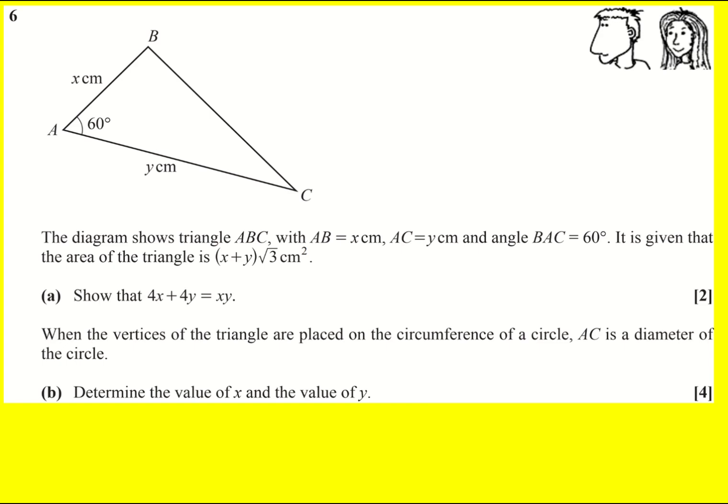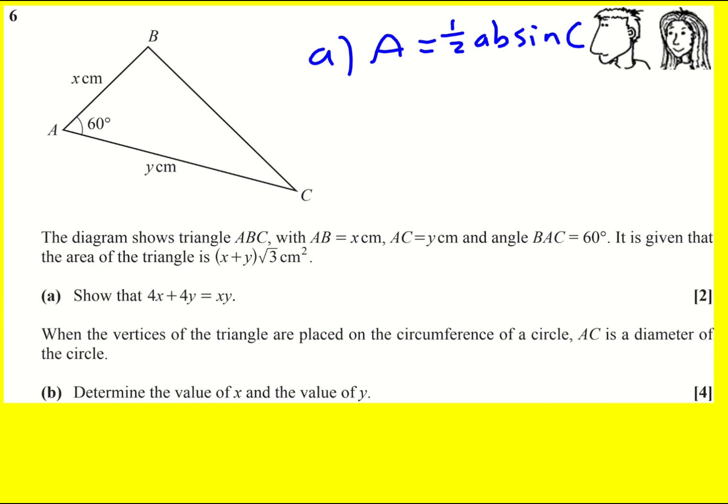We're given a triangle and it's got sides x, y, and an angle of 60 degrees in between, and we're told the area of the triangle, then we're asked to show that something is true. So I'm going to write up here. Well, first thing that jumps to mind for me is that we can use the general area of a triangle, which is a half AB sine C.